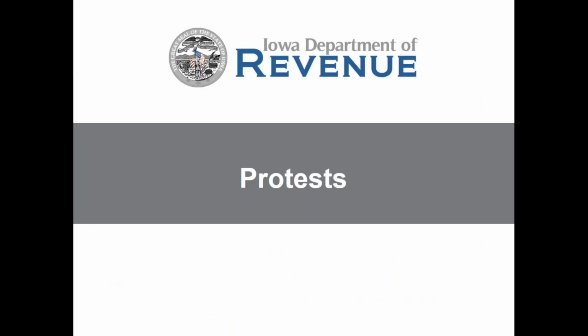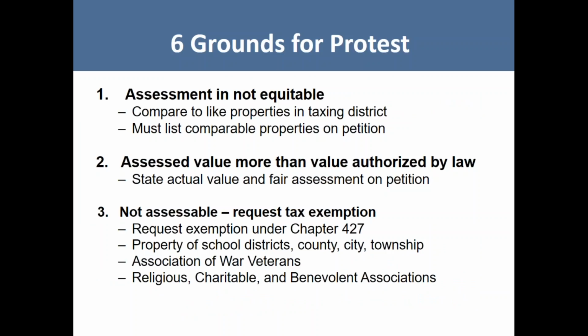Now, on the subject of protests, let's begin that conversation. According to the Iowa Code, there are 6 grounds that someone can appeal the valuation that they received from you, postmarked by the 1st of April. So the first one, and I'm sure you are far more familiar with these than I am, you live this world every day: the assessment is not equitable compared to other properties in the taxing district. People need to provide comparables on their petition to demonstrate that this is the cause.